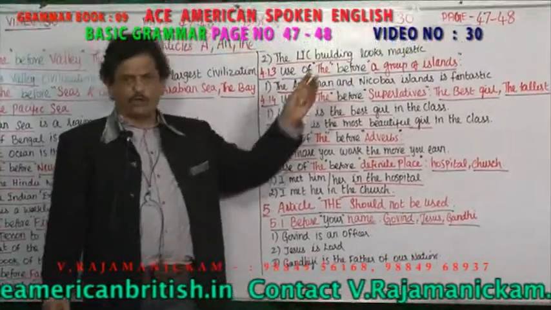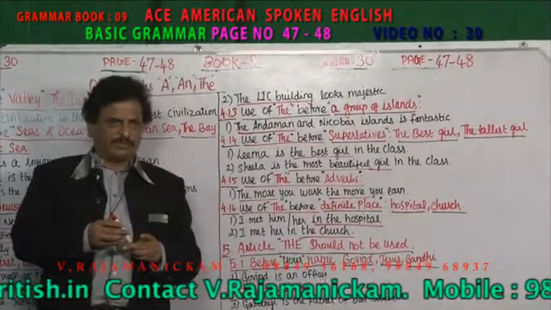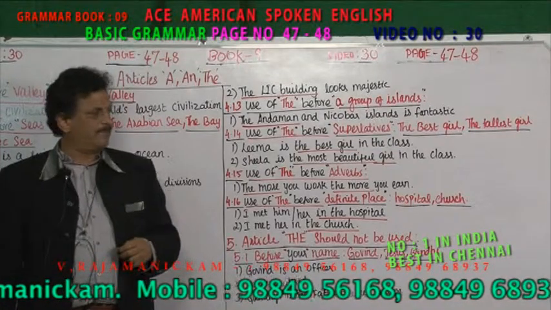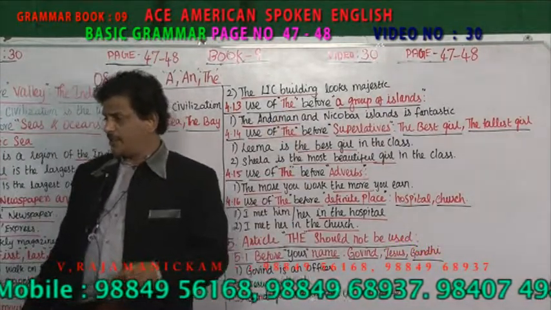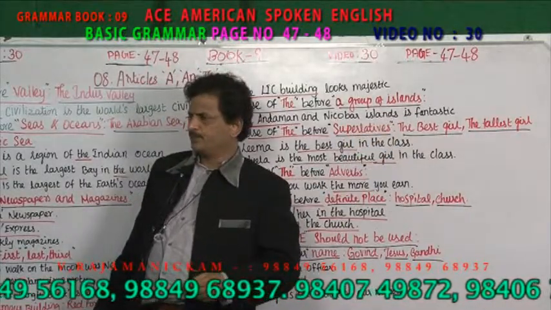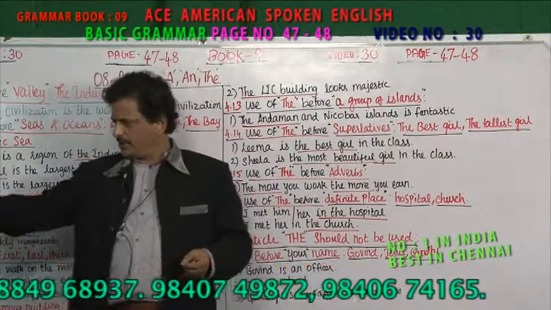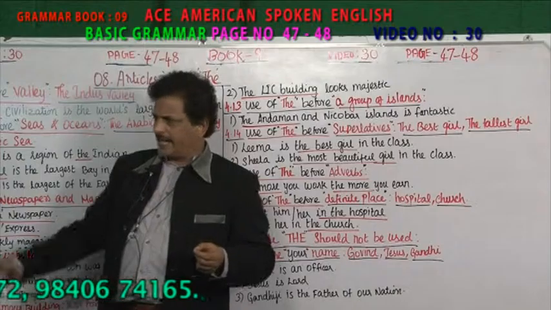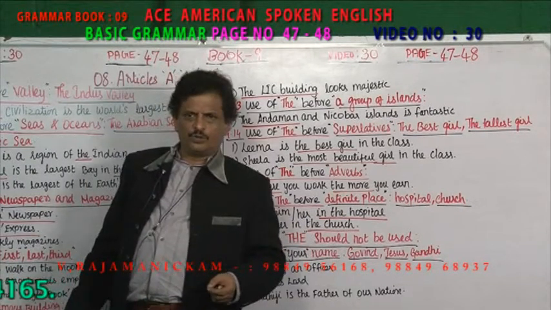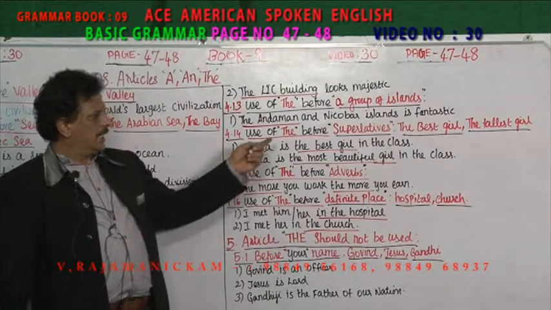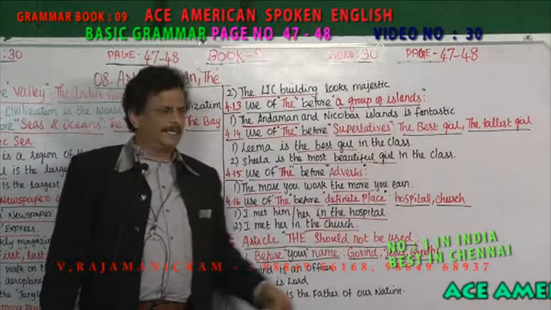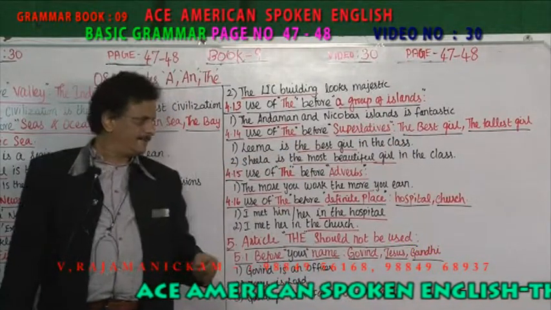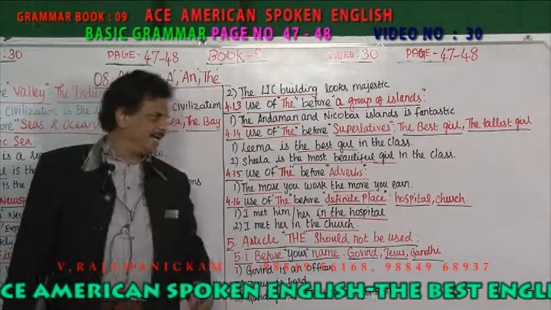The use of the before a group of islands, before the group of islands we are using the. The Andaman and Nicobar Islands is fantastic. The use of the before the superlative degree. What is the superlative degree, sir? Adjective. Whenever you want to say something about him, okay, he is the unique personality. You cannot compare him with anybody. So, there you are using the. The before the superlative, the best girl, the tallest girl. Lima is the best girl in the class. Sheila is the most beautiful girl in the class.